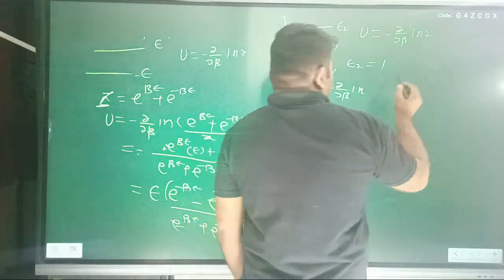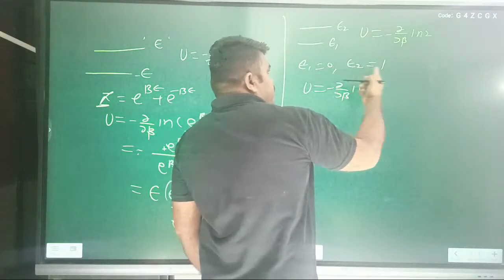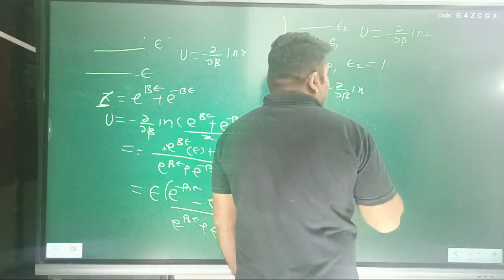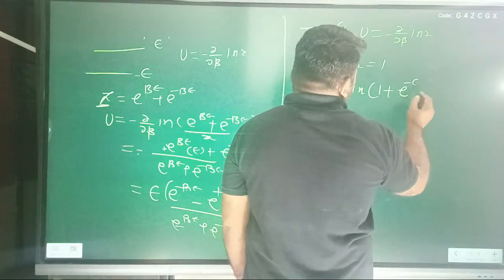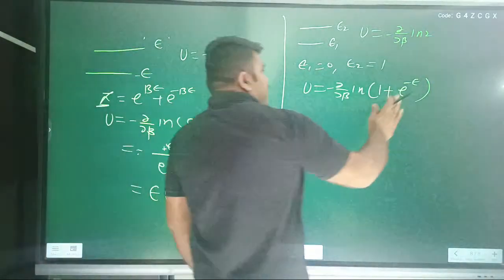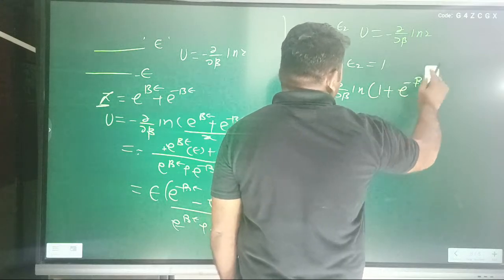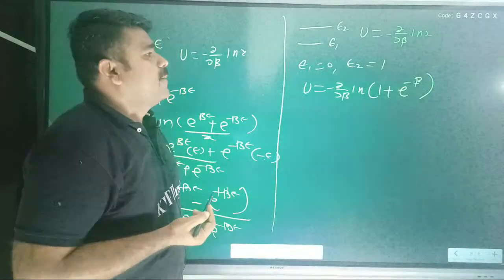Okay. Then Z is equal to how much? We know that energy E1 is equal to 0, E2 is equal to 1. Then what is ln Z? Z is equal to then 1 plus e to the power minus beta. Because epsilon is equal to how much? Epsilon is equal to 0, epsilon is equal to 1.